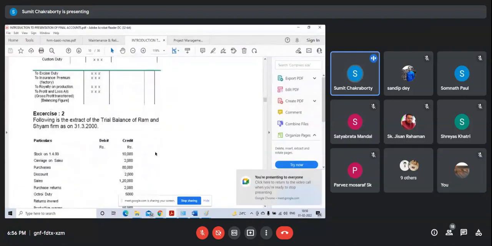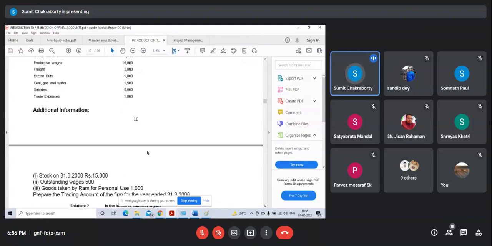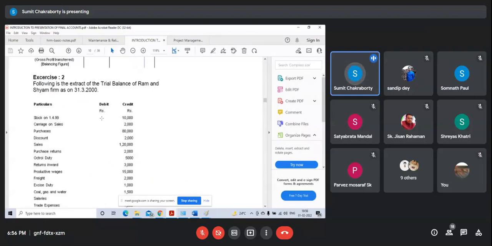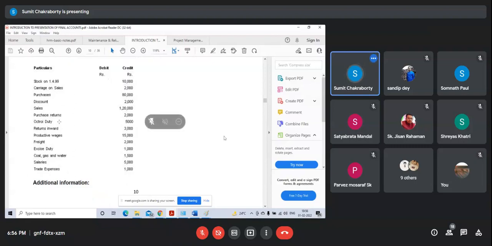So there is an exercise also. You can take a look. Stock on 1st April 1999 is the opening stock, 10,000. Carriage on sales, 2,000. That is on the debit side for sales generation. Purchases, discount, maybe purchase discount or discount given to the buyer.